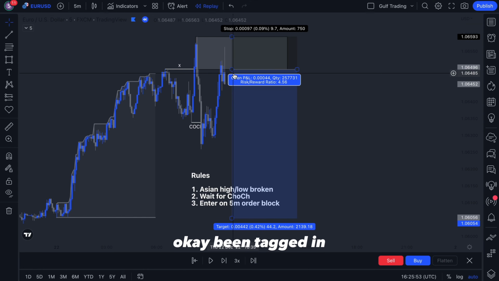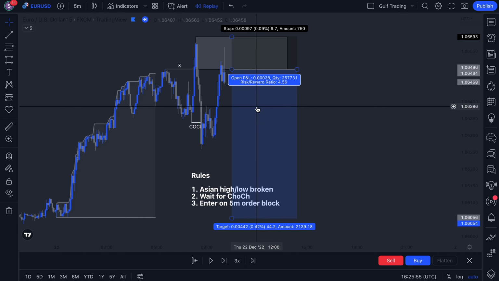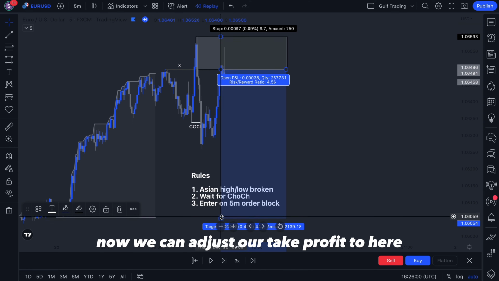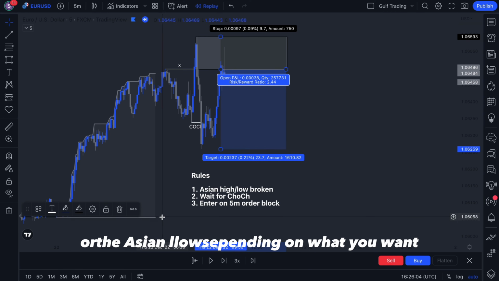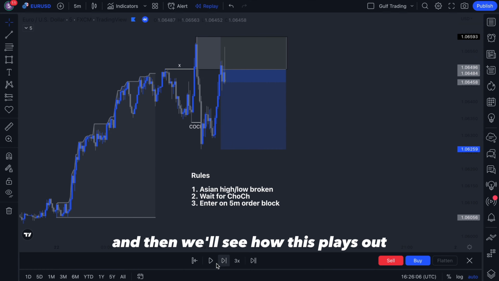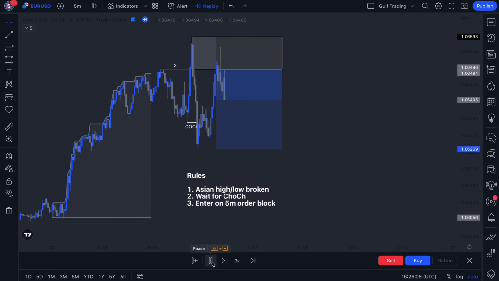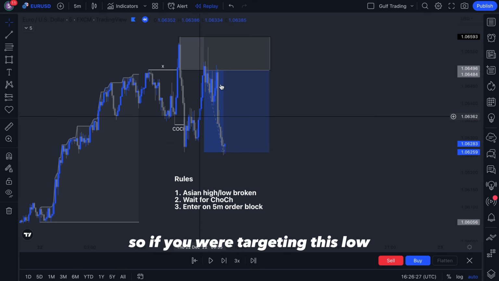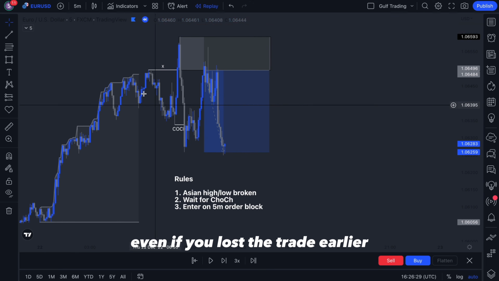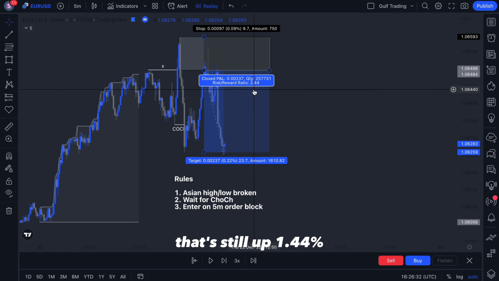Okay, we've been tagged in. And we can adjust our take profit to here for 2.44%, or the Asian lows, depending on what you want. And then let's see how this plays out. So if you were targeting this low, you would hit 2.44%. Very nice. Even if you lost the trade earlier, that's still up 1.44%.